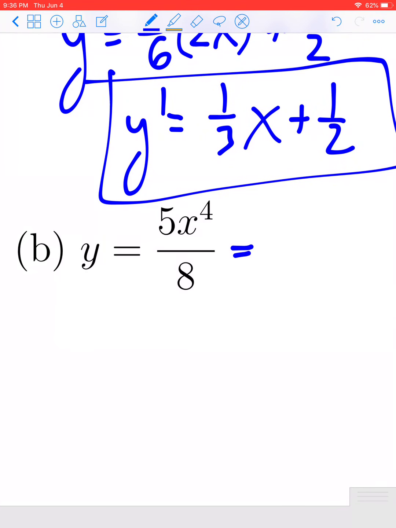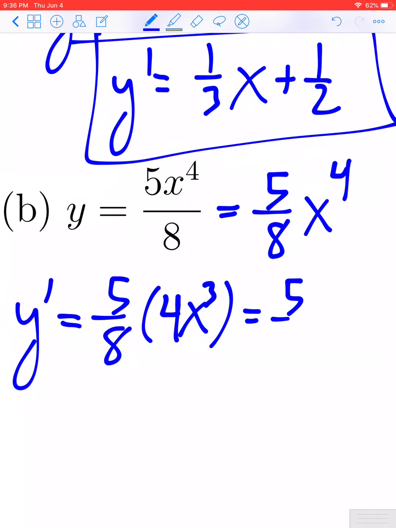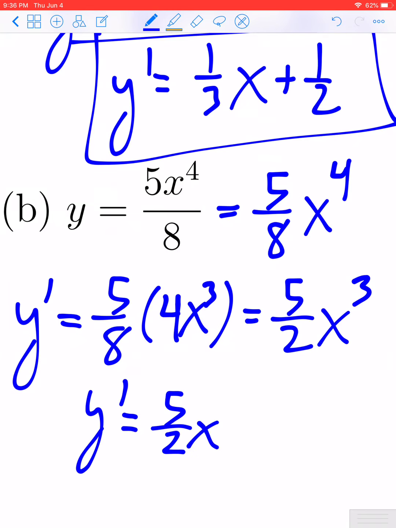Similarly, in example B, we've done many like this back in the previous section, but this is really nothing more than 5/8 times x to the 4th. So we can use our constant multiple rule and leave the 5/8 alone. The derivative of x to the 4th is 4x cubed. And then 5/8 times 4 would actually give us 5/2 x cubed. So y prime is equal to 5/2 x cubed.